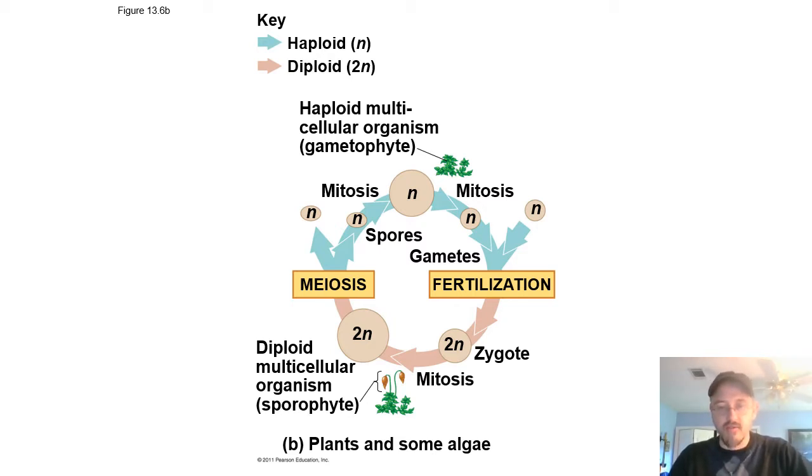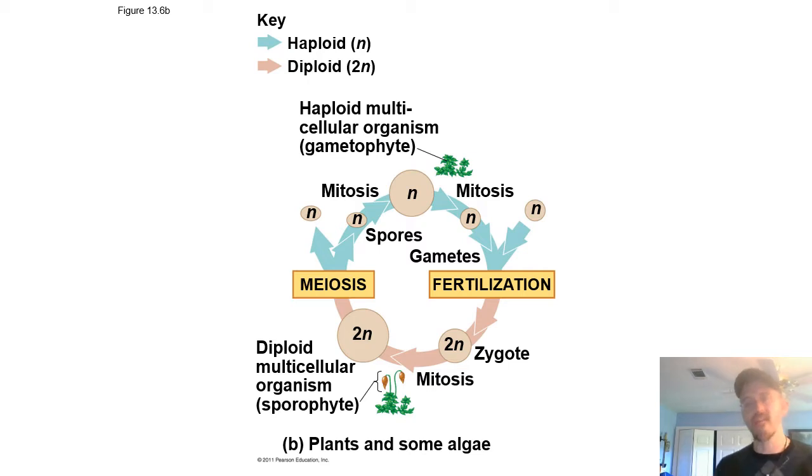So meiosis produces spores, then spores grow up into an organism via mitosis that's also haploid, and that haploid organism makes sperm and egg via mitosis. Then the sperm and egg fuse together to make a zygote. This is known as the alternation of generations, which you'll learn more about in Bio 2.